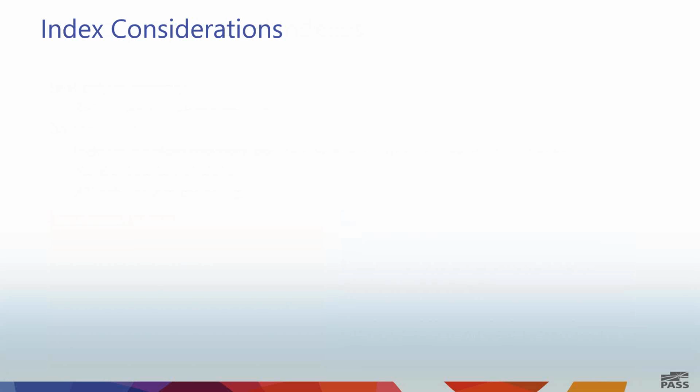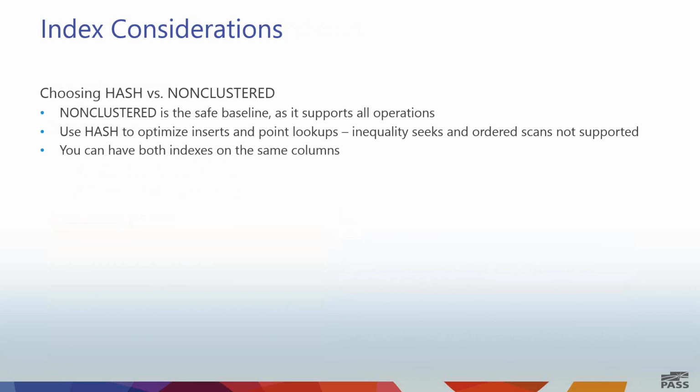So with these 2 indexes, there are a number of considerations to keep in mind when you choose the type of index you want to use. We usually say non-clustered is a safe baseline because it supports all the operations, including point lookups. And you want to use hash to specifically optimize inserts and point lookup operations. An insert into a non-clustered index also has a penalty, because you need to find the right place in the tree to put the new row. Of course, with hash, always keep in mind inequality seeks and ordered scans are not supported.